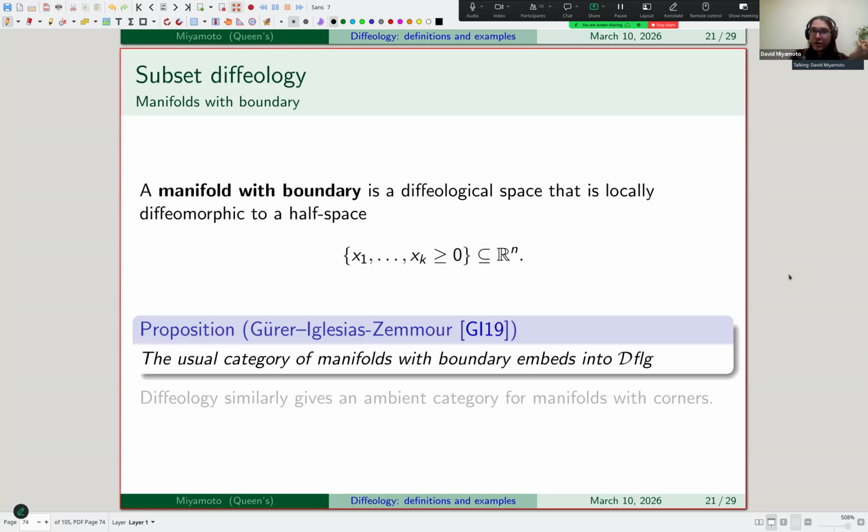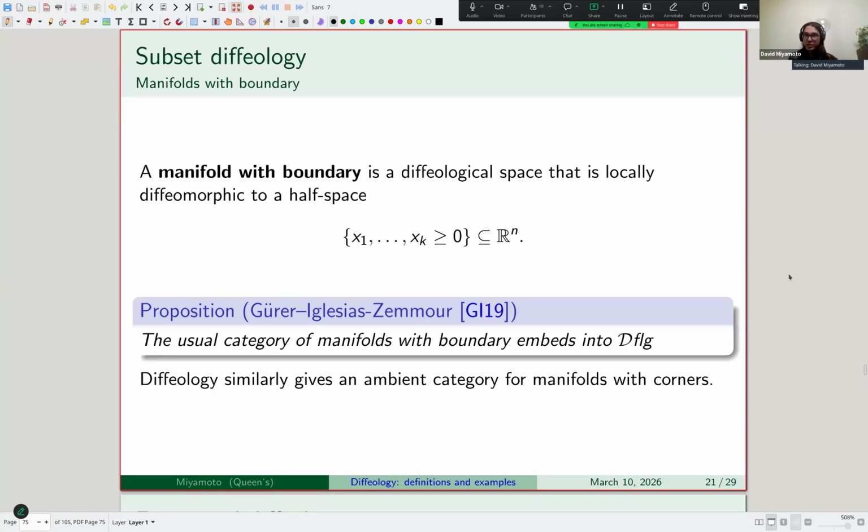If you have the usual category of manifolds, it embeds into diffeology fully faithfully. So you don't get any spurious smooth maps between them, and diffeology gives a uniform way to talk about them. Instead of having to construct manifold with boundary charts and talk about smoothness between those things, the ambient category diffeology gives us a setting to say a manifold with boundary is locally diffeomorphic to a half space. The smooth maps are built into the structure already. We can also then define manifolds with corners as well.